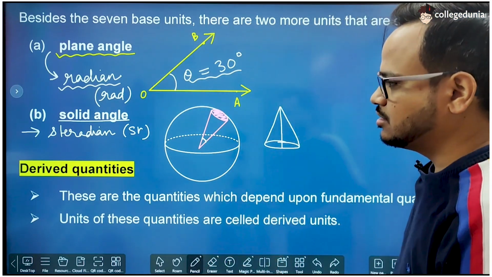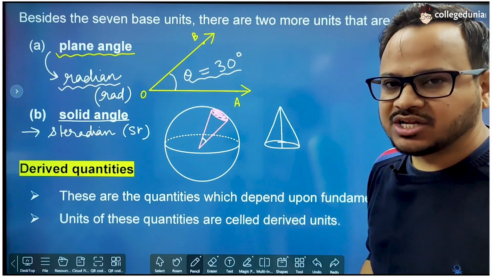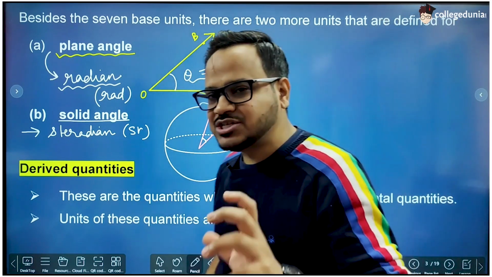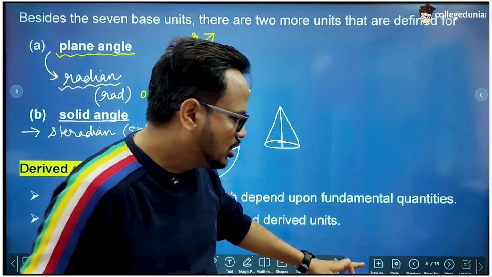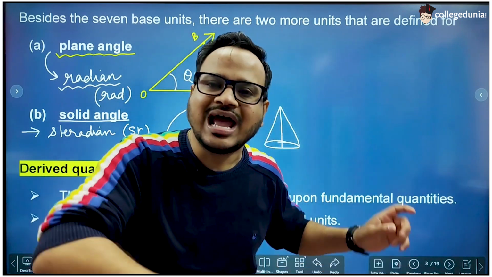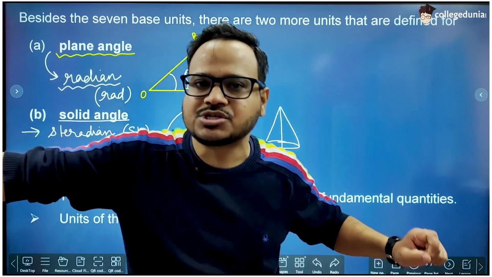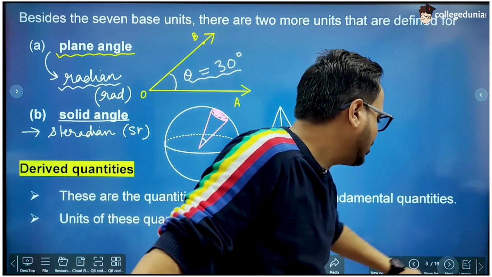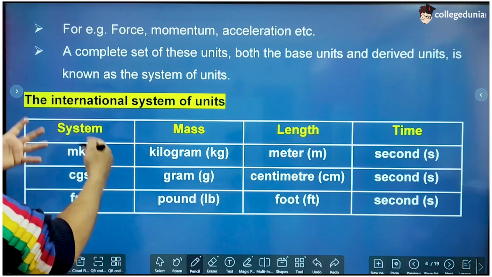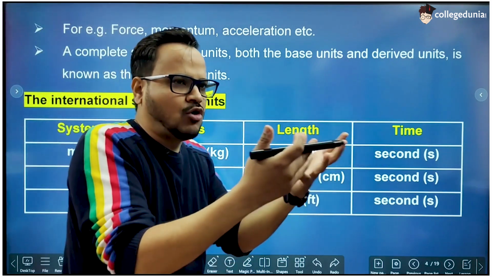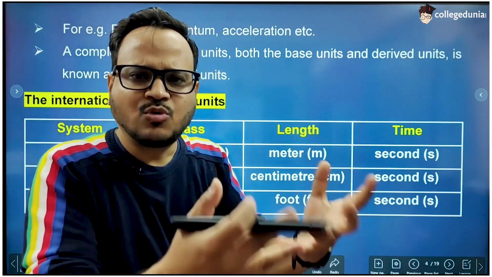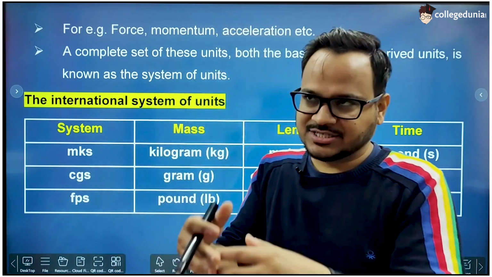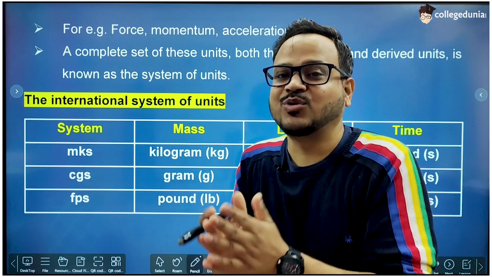Okay, now let's discuss derived quantities. Derived quantities we have already discussed. These are the quantities which depend upon other quantities. So apart from those seven, any other quantity that you are going to study or you can think about, that is a derived quantity. For example, force, momentum, acceleration, volume, density, pressure, work, kinetic energy, potential energy, moment of inertia, surface tension. What is moment of inertia?